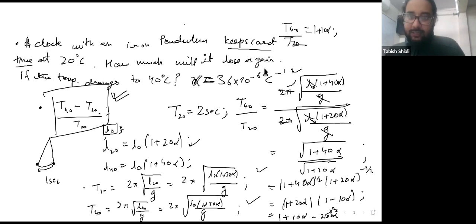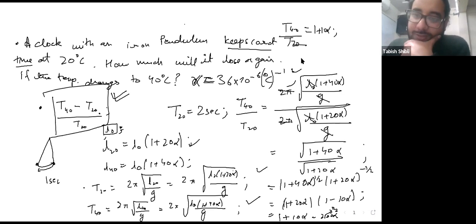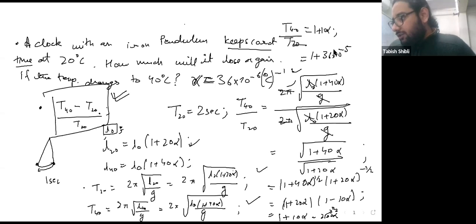10 into 36 into 10 to the power minus 6 degrees Celsius inverse, and you will get some value. मतलब अच्छा चलो let's do it. You get 1 plus 36 into 10 is power minus 5, 3.6 into 10 to minus 4. So या एंड वन को हम दूसरी साइड पे ले जाएंगे, तो T40 minus T20 divided by T20 is just 3.6 into 10 power minus 4. This is a minus 4 here, obviously.